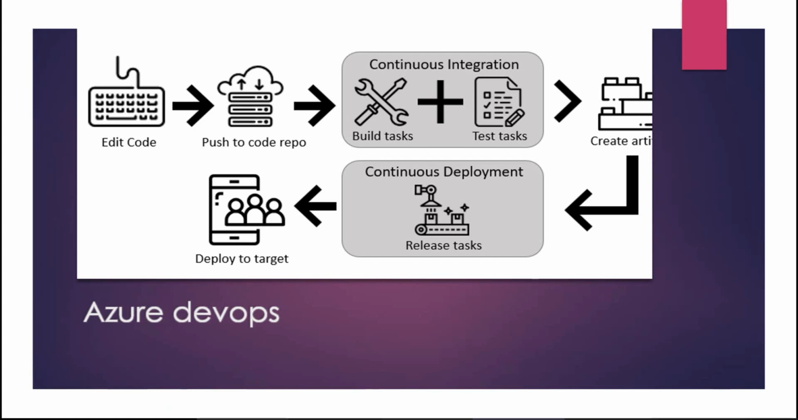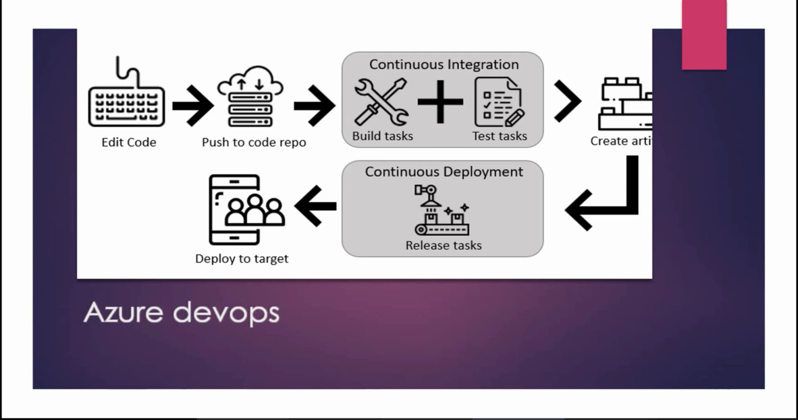So I'll be editing the code from Visual Studio, and I will push it to the code repo. From there, my CI activity starts. It will build and it will run all the test cases. For today's demo, I'm not going to incorporate any test tasks inside my build pipeline. But if you want, in your CI pipeline, you can incorporate the test task.